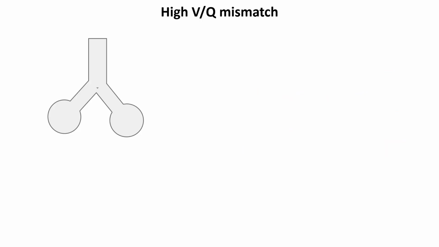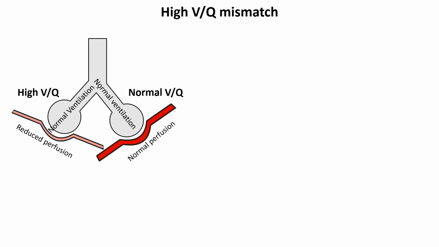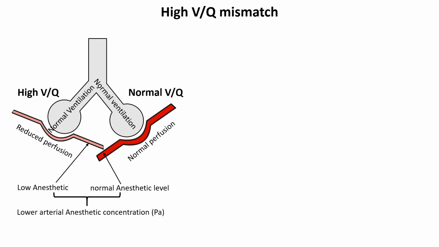When the ventilation-perfusion ratio is high, it means that the alveoli are getting a lot of ventilation but not much blood is flowing past them. Even though these alveoli receive a high concentration of anesthetic gas, the low blood flow means that less of the anesthetic is picked up and delivered to the arterial blood. As a result, the arterial concentration of the anesthetic remains lower.